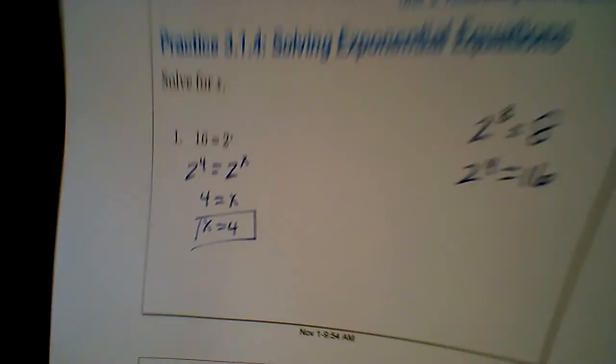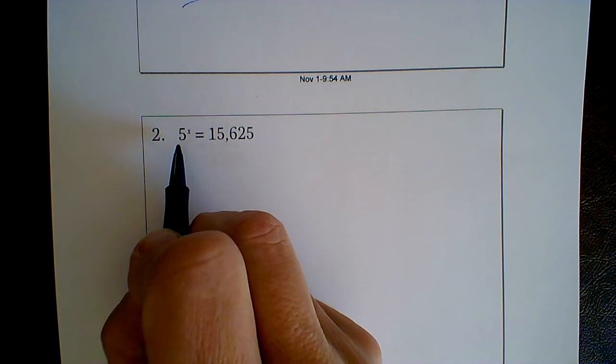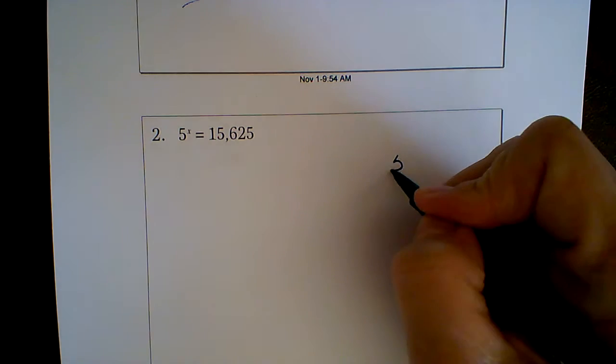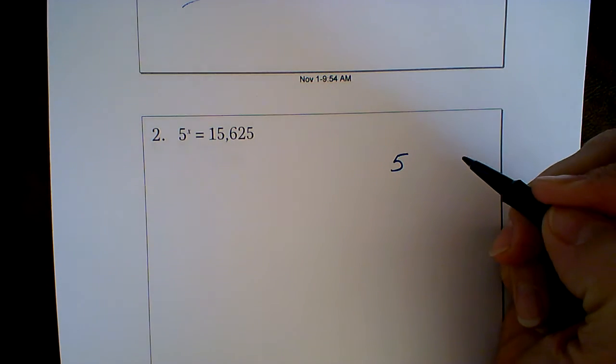Let's look at number 2. Wow, that's a really big number. But I know I have 5 to the x here, so I know I need to find a power with a base of 5. Well, we know 5 to the third is 125, so let's do a few more of these.